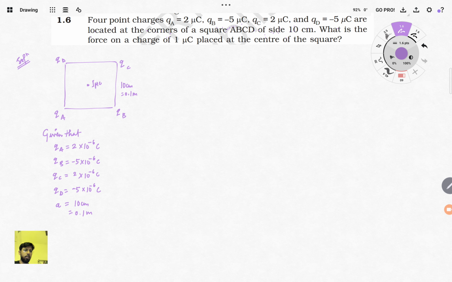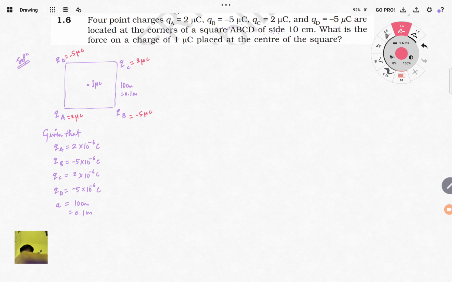Okay. Now first of all, let's determine the direction in which the force is acting, right? So at QA, the value of QA is 2 microcoulomb, the value of QB is minus 5 microcoulomb, the value of QC is 2 microcoulomb, and the value of QD is minus 5 microcoulomb, right?